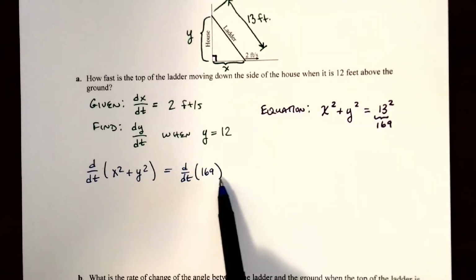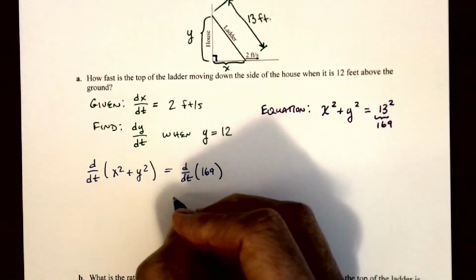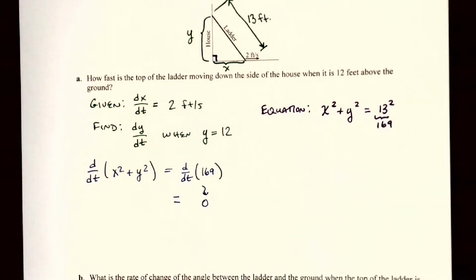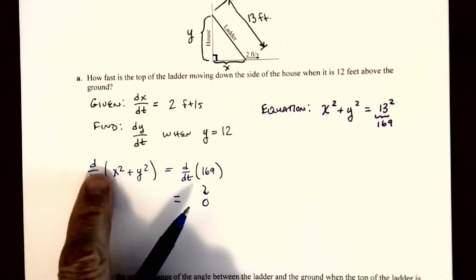That's a constant. So I hope you all realize that that's got to be 0. The length of the ladder is not changing. Its rate of change is 0. Now over here, what do we have?